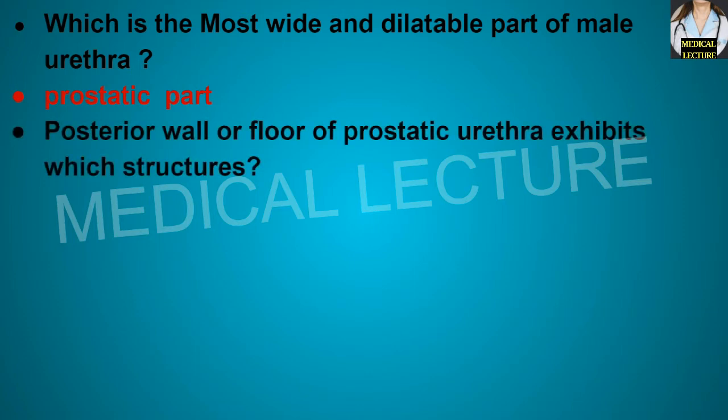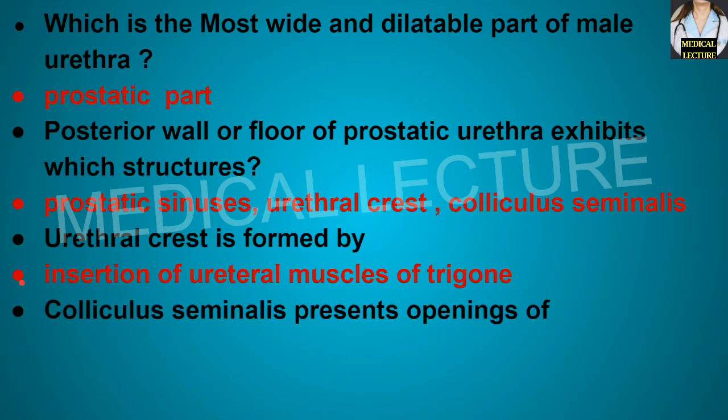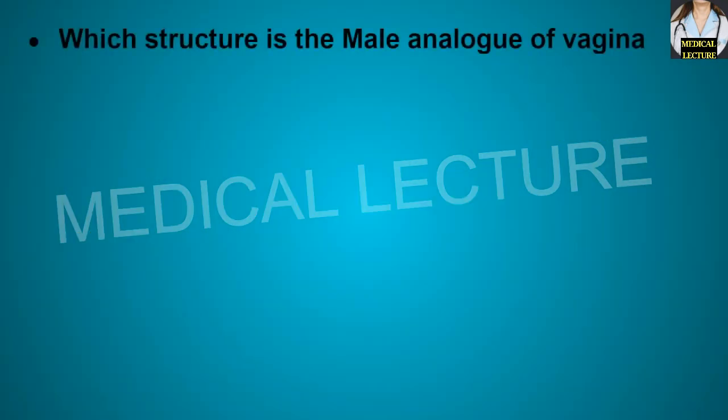Posterior wall or the floor of the prostatic urethra exhibits which structures? So it exhibits prostatic sinus, urethral crest and the colliculus seminalis. Urethral crest is formed by insertion of the urethral muscles of the trigone. Colliculus seminalis presents opening of prostatic utricle, ejaculatory ducts and the prostatic glands. Which structure is the male analog of vagina? So it is the prostatic utricle.